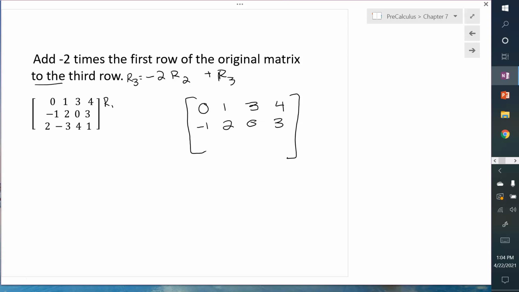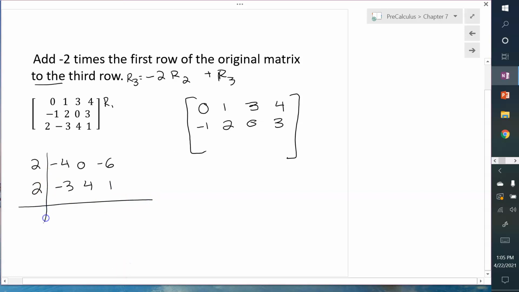I think it's easier to actually write it out. So -2 row 2 is going to be 2, -4, 0, -6. And then row 3 is 2, -3, 4, and 1. And I'm just going to add those together. So I get a 4, -7, 4, -5. So my answer goes here, 4, -7, 4, -5. And so that's our equivalent matrix.